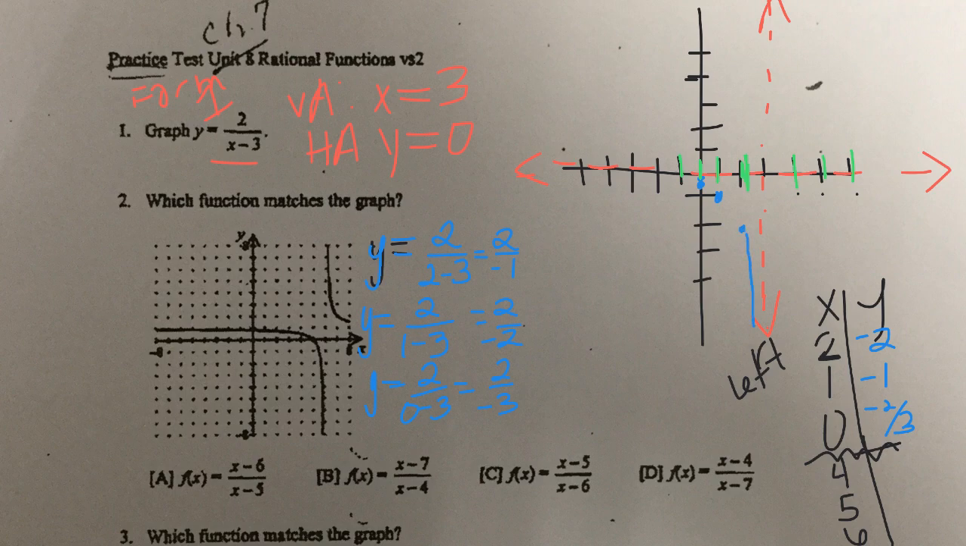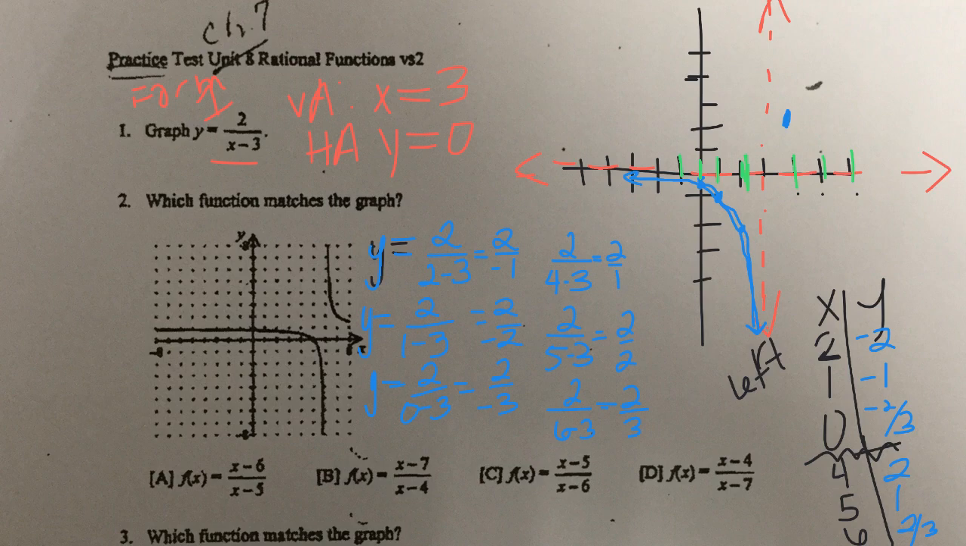So this branch, remember, gets really close to the asymptote but doesn't actually touch it. And then I'm going to plug in 4, 5, and 6. 2 over 4 minus 3, that's 2 over 1, which is positive 2. 2 over 5 minus 3, which is 2 over 2, positive 1. And 2 over 6 minus 3, which is 2 over 3, positive 2/3. So we have 4, 2.